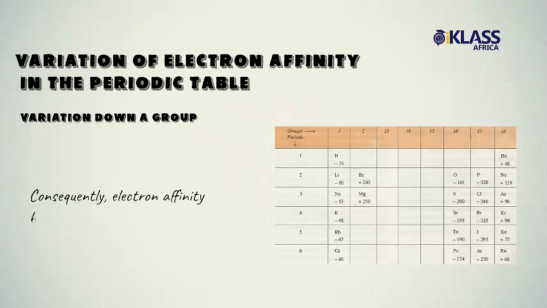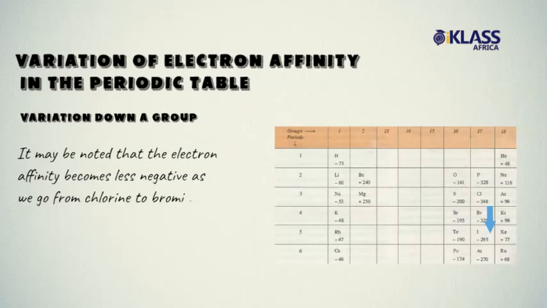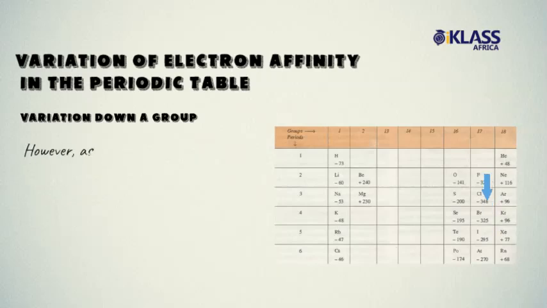Let us now examine the values of electron affinity for halogens, as shown in the table. It may be noted that the electron affinity becomes less negative as we go from chlorine to bromine to iodine. However, as we move from fluorine to chlorine, the electron affinity becomes more negative, whereas the reverse was expected.